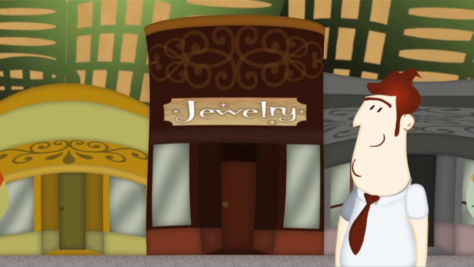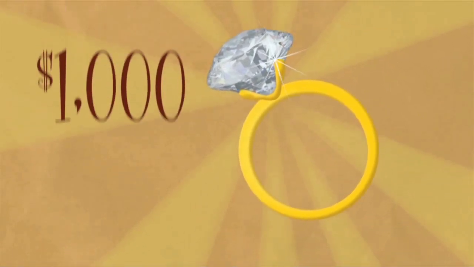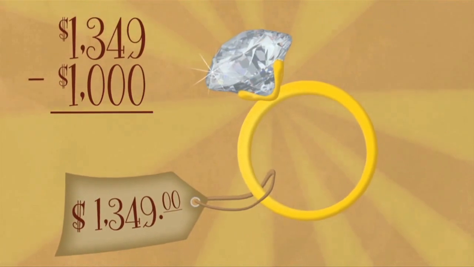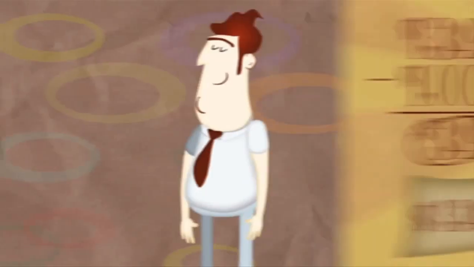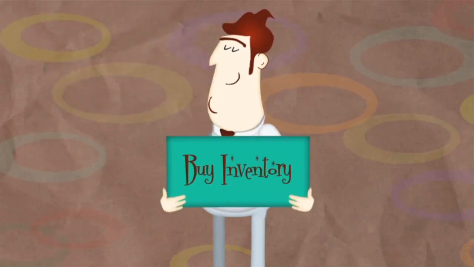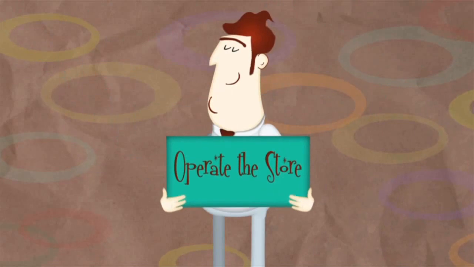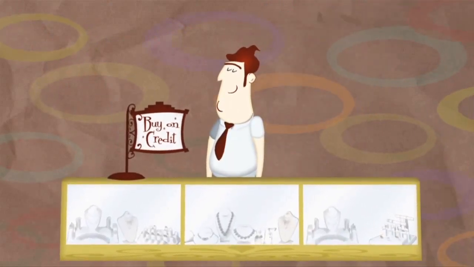This is a business owner who operates a store that sells jewelry. He purchased rings to sell in his store at a wholesale price of $1,000 per item and sells them for $1,349 each. The difference in price, along with the markup on all other items in his store, generates the money he needs to buy inventory, pay his employees, and operate the store. As a service to his customers, he allows them to buy on credit.